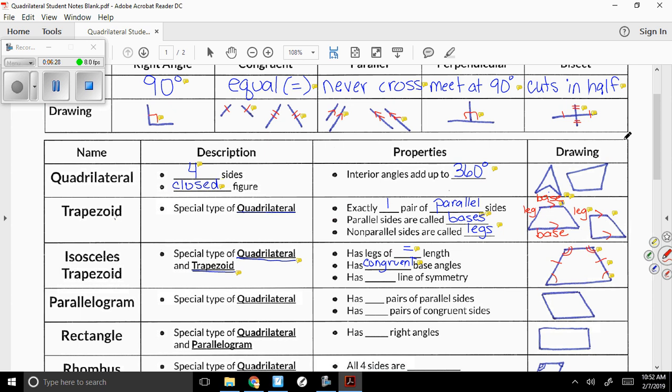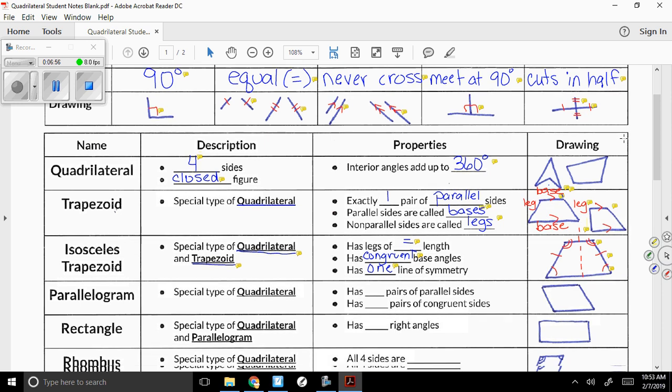And the last property of isosceles trapezoid is that it has one line of symmetry. So go ahead and put a 1 in that little blank. And then let's go ahead and mark a line. A line of symmetry means that it's exactly the same on both sides. It's almost like you can fold it in half and it would match up exactly. So that's our one line of symmetry on an isosceles trapezoid. And that's special for just isosceles trapezoids.